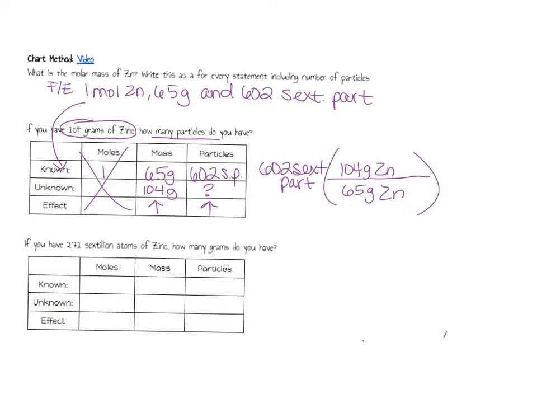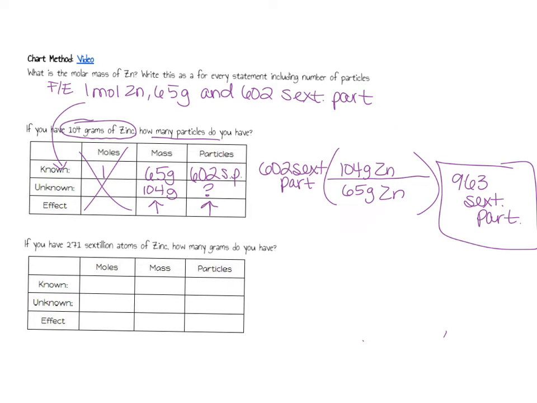Okay, when you do this, what I recommend is doing 104 divided by 65 first in your calculator, hit enter, and then multiply that entire thing by 602. When you do that, you get the answer of 963 sextillion particles of zinc. And if I look at what I started with, that is a pretty good number because it's more than 602. So that kind of tells me that I'm on the right track.